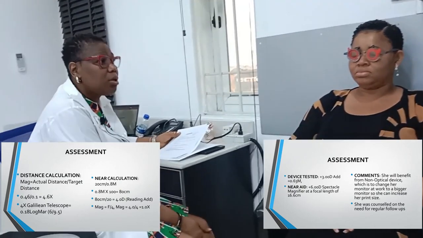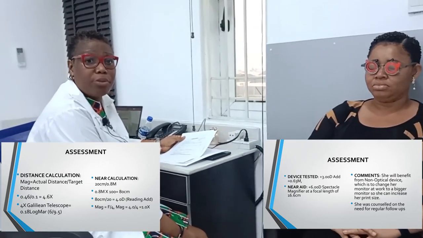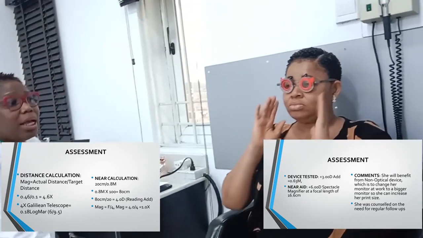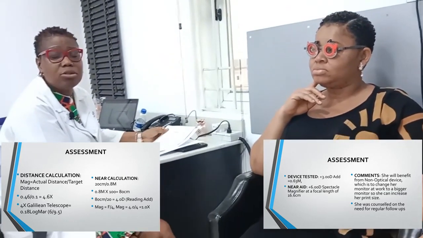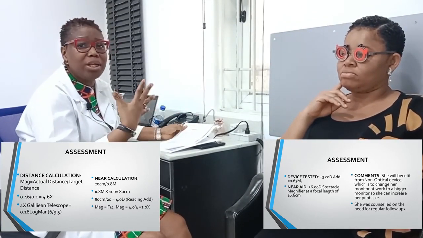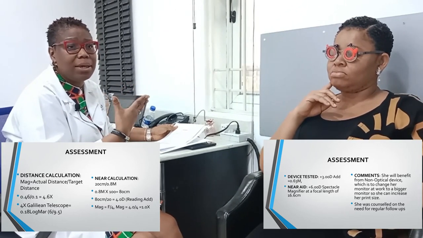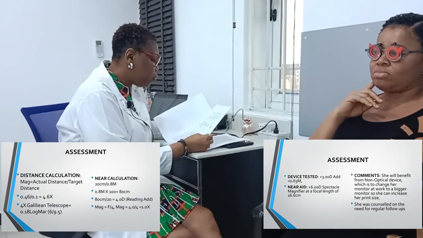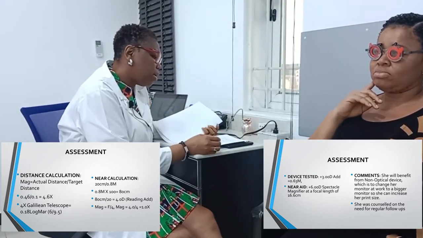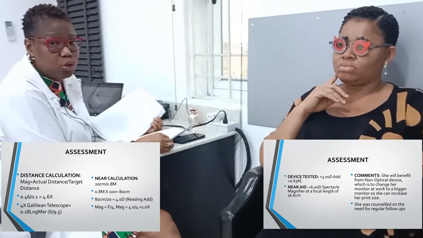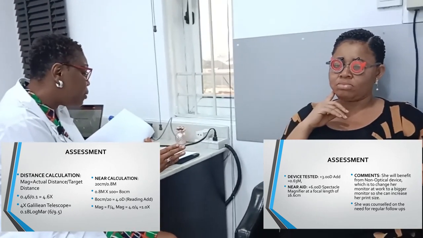So she will be needing a spectacle correction with a reading add of +3 diopters, which will make her total reading add +6, and she'll be able to read at a focal length of 16.6. But we were able to test run it, and she was able to read at a focal length of 20 cm. So she's able to read 0.63 m at 20 cm. And with this, she'll be able to carry out her near task comfortably.